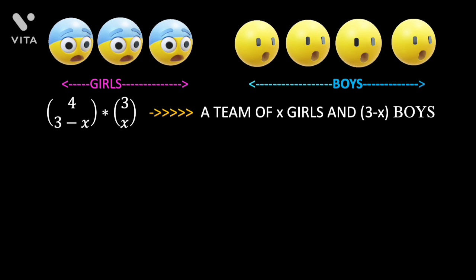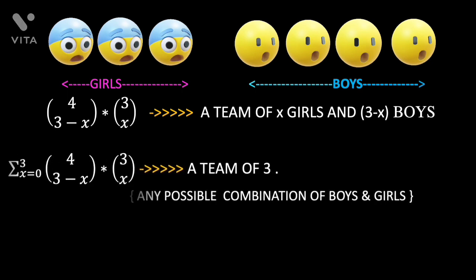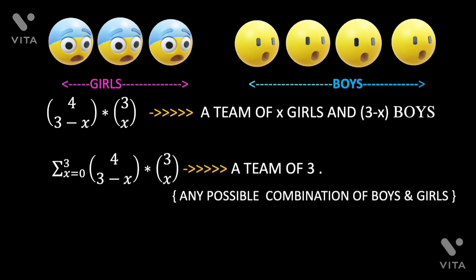Simple combinatorics. Now summing it over all x would represent the number of ways to choose a team of 3, since all possible combinations of boys and girls are considered. But we know that the number of ways to choose a team of 3 is simply 7 choose 3. So the summation of 4 choose 3 minus x times 3 choose x is 7 choose 3. This might be helpful to us later on in the video.